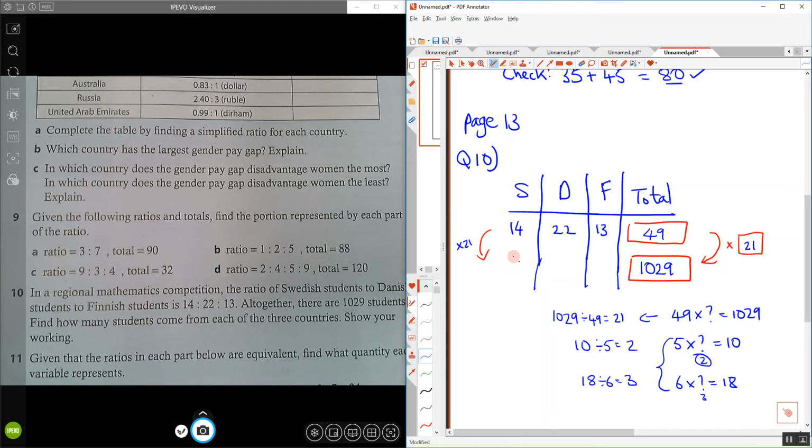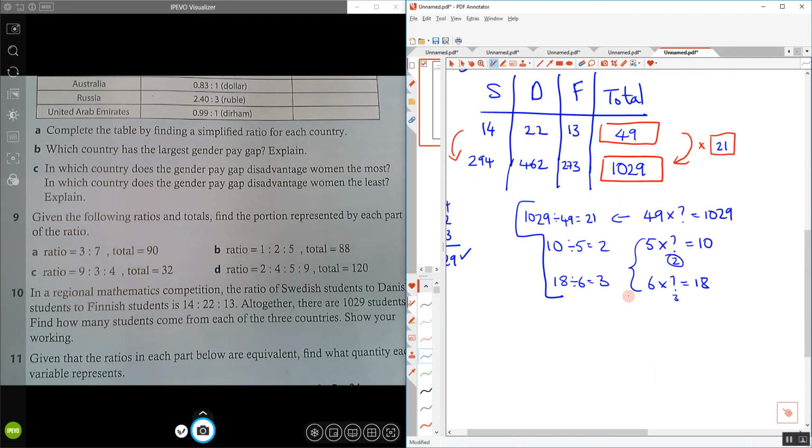Amaya? 294. Aiden, number of Danish? 462. And the number of Finnish? Hannah? 273. And do we just leave our answer like that? Okay, we can check it by adding them all together. 294, 462, 273. We can put it into our calculator and, okay, so that looks good.